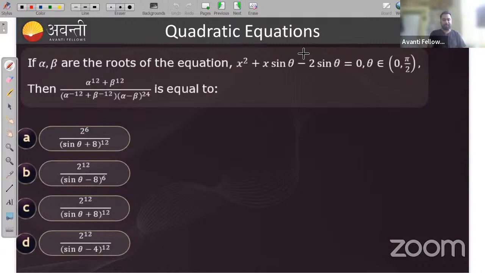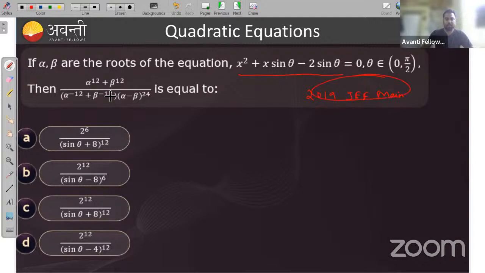Okay. So alpha, beta are the roots of the equation x square plus x sine theta minus 2 sine theta is equal to 0, where theta belongs to 0 to pi by 2. You need to find alpha to the power 12 plus beta to the power 12 upon alpha to the power minus 12 plus beta to the power minus 12, into alpha minus beta to the power 24. No problem, the question will get solved. This is a 2019 JEE Main question. How can you solve it?